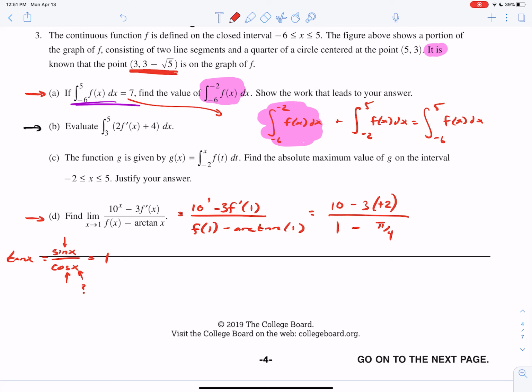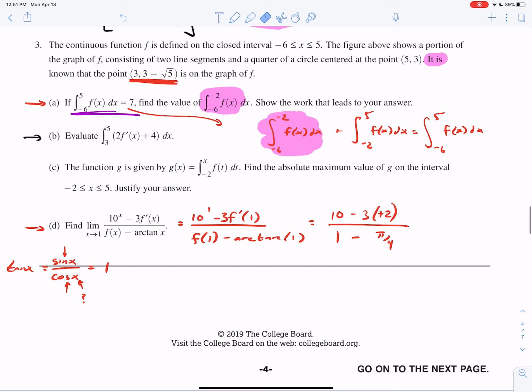Oh, and that's it. We actually got a value. There's no need to use L'Hopital's rule. Actually, do you even need to compute arctan? You know what? I'm going to go back. Let's just leave it as arctan of 1. You're all done there.